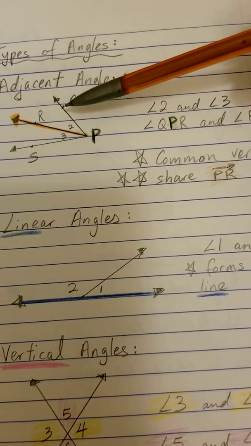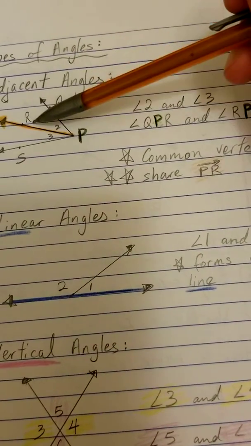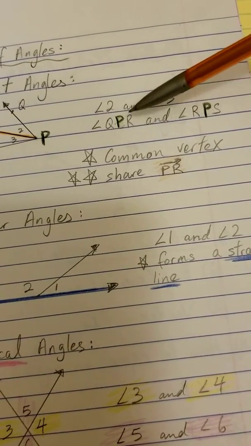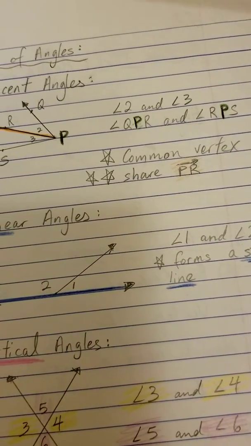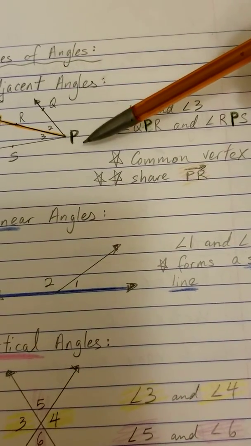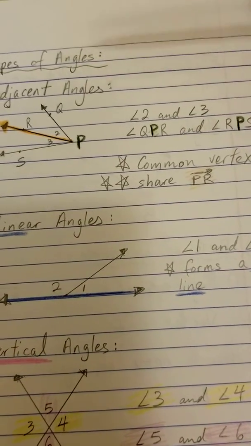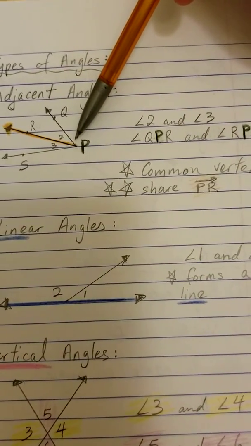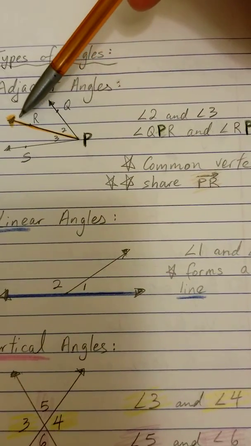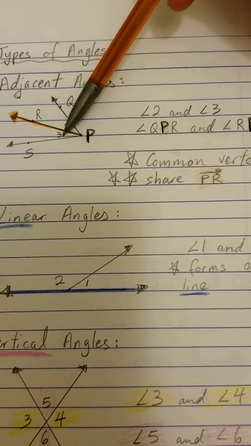We can also call it angle QPR and angle RPS. These two angles are adjacent to each other. How do you know they're adjacent? There are two conditions. First, they both share the vertex P. Next, they have a common ray. They share ray PR. That's how you know they're adjacent to each other.